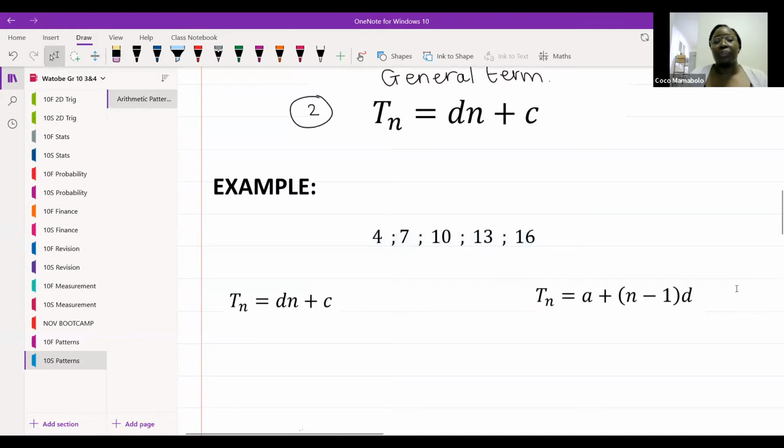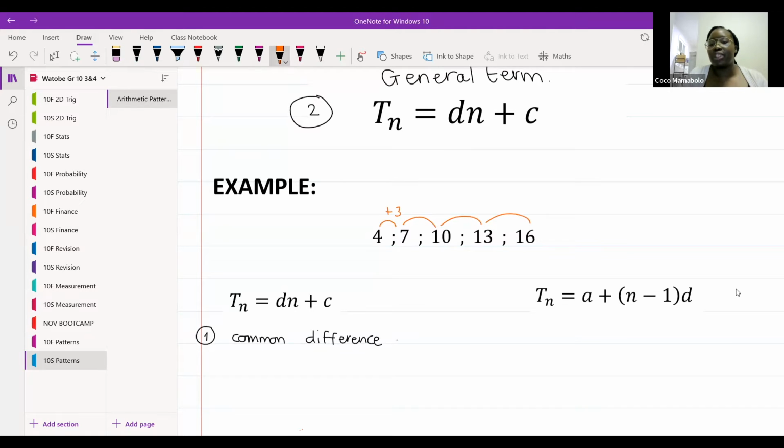The first thing we're always going to have to look for, guys, is our common difference. Our common difference is going to come from how we go from one term to the next. So if I asked you, how did we get from 4 to 7, and then from 7 to 10, and then from 10 to 13, and then from 13 to 16? We would all say that to get from 4 to 7, we have to plus 3.